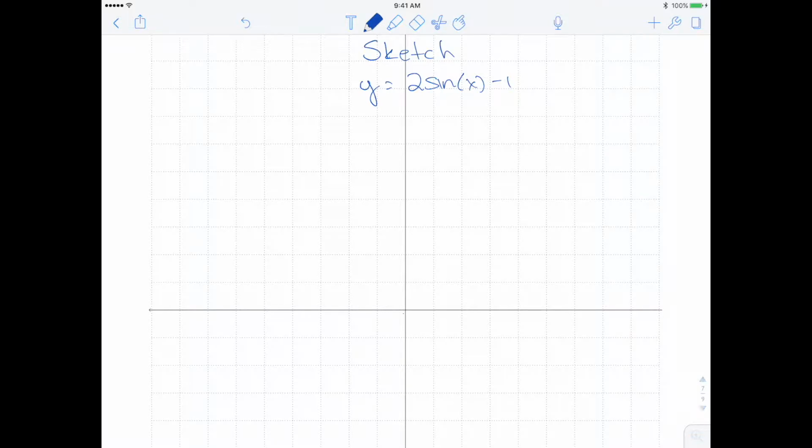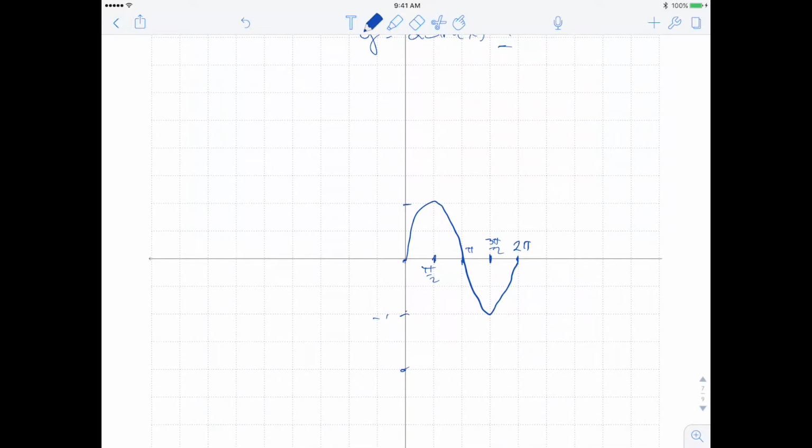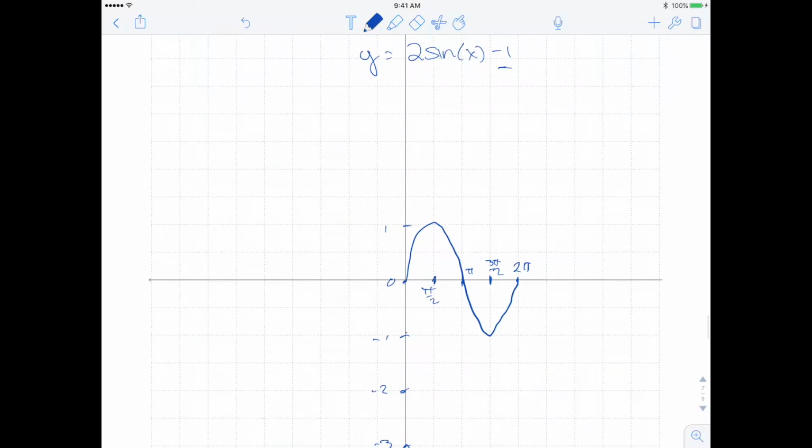And so again, we can look at the basic shape of sine. Here's the one period of sine. This is pi over 2. This is pi. This is 3 pi over 2. And this is 2 pi. And we know the 1 is going to shift everything down 1 unit. Here's -2, here's -3. That's 0, that's 1. But again, what does this 2 do?